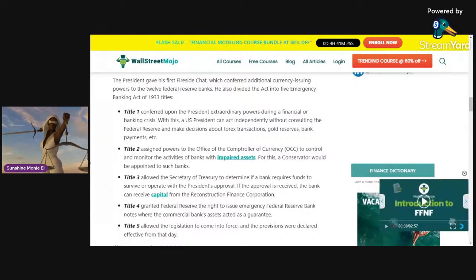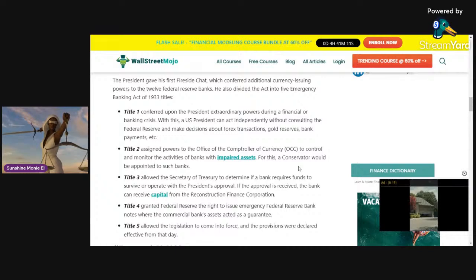It feels good. Anyway, Title 2. Assign powers to the Office of the Comptroller of the Currency, which is the OCC, to control and monitor the activities of banks with impaired assets. For this, a conservator would be appointed to such banks. Well, what is the OCC? And I also want to know what an impaired asset is. We're going to find all that out.